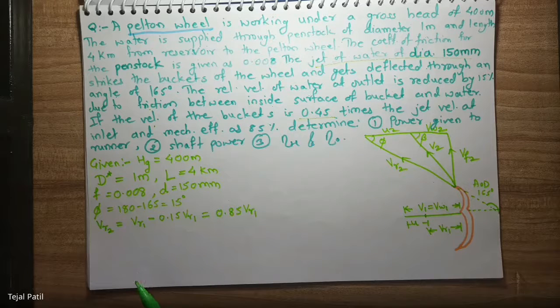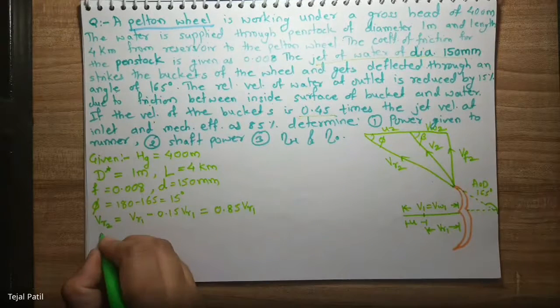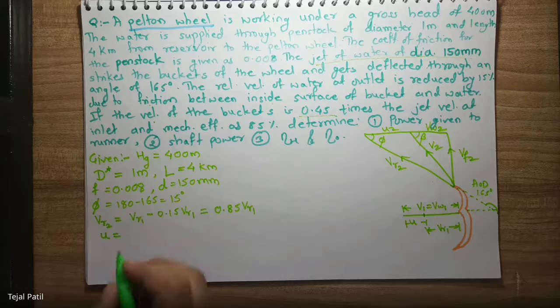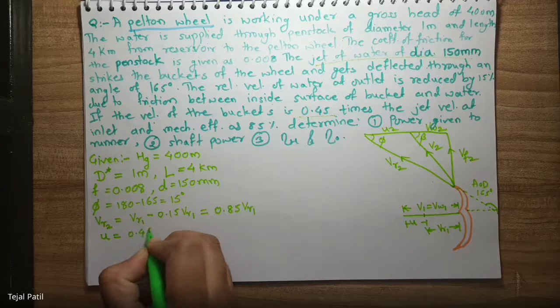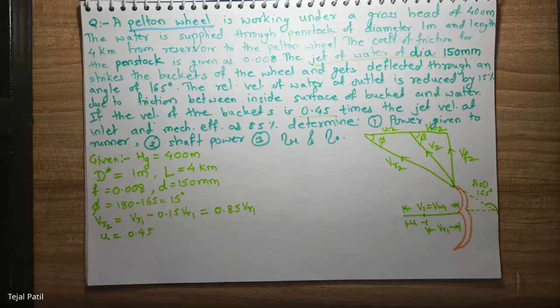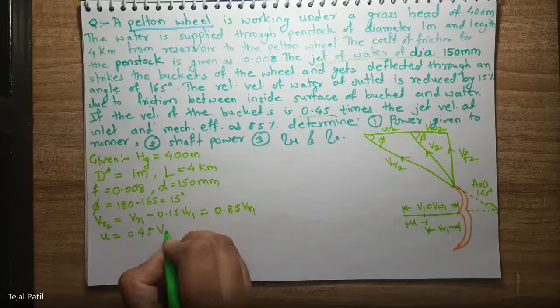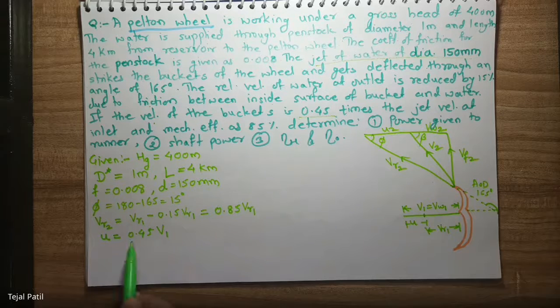Read the sentence once again and see what is given. Velocity of bucket is, that means u, it is 0.45 times of the jet velocity at inlet. Jet velocity at inlet is V1. Okay, so that means basically this value is what?